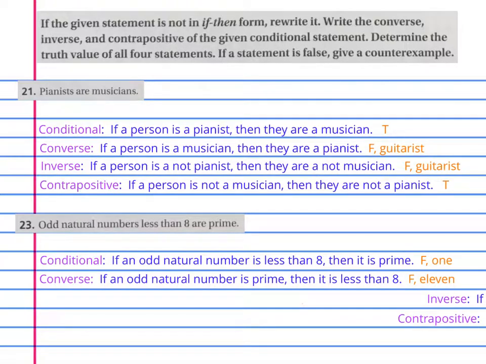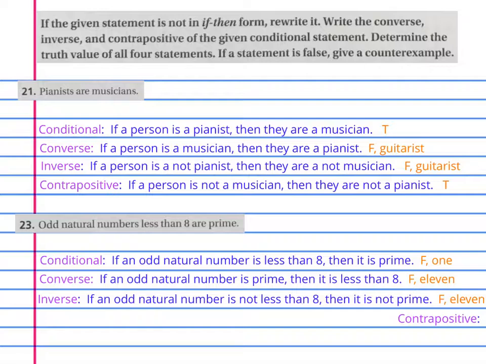Now the inverse is to go back to the original, and we need to take the hypothesis and conclusion and negate them. So in the original one, it's if an odd natural number is less than 8, then it's prime. So we would say if an odd natural number is not less than 8, then it is not prime. Okay, let's think about that. If an odd natural number is not less than 8, like 11, then it's not prime. That means that there's no prime numbers that are odd natural numbers greater than 8. Well, again, we can use, if the converse is false and you have a counterexample, then the inverse will be able to use that same counterexample.